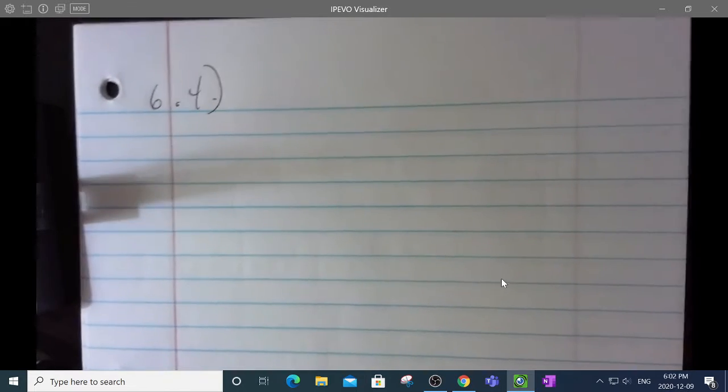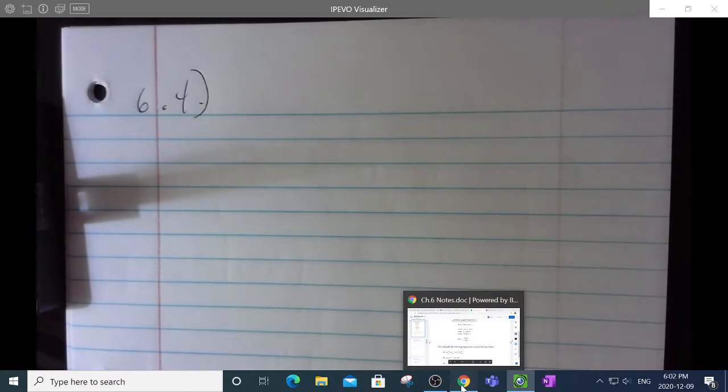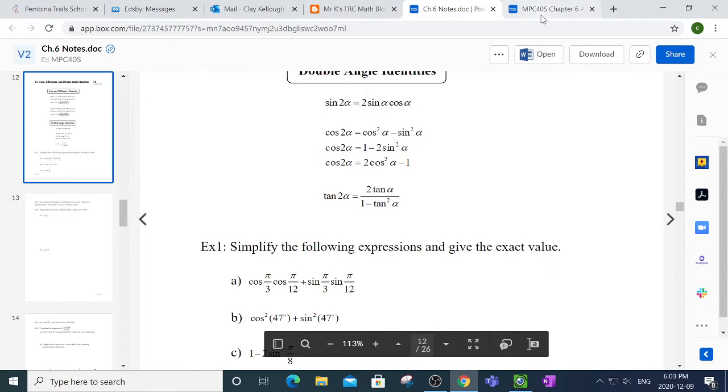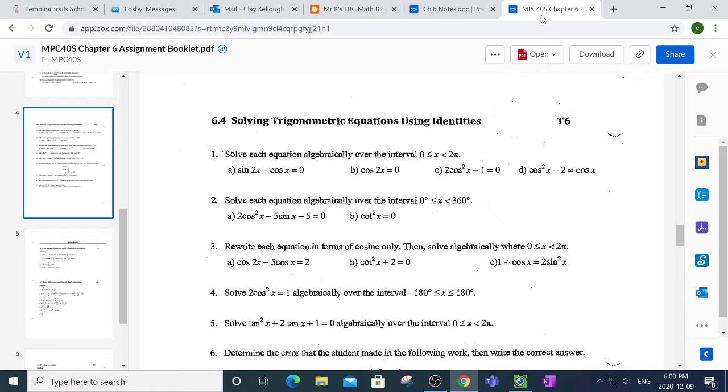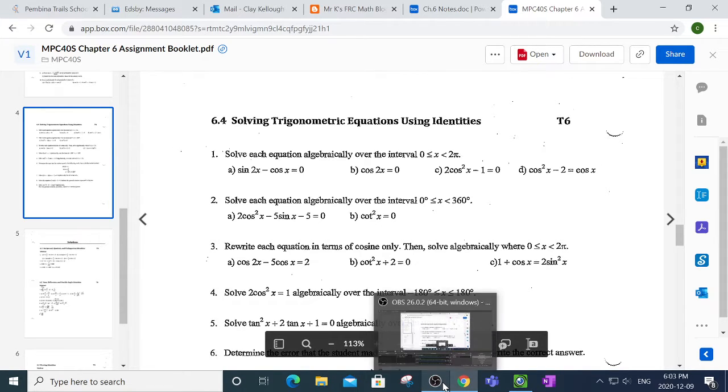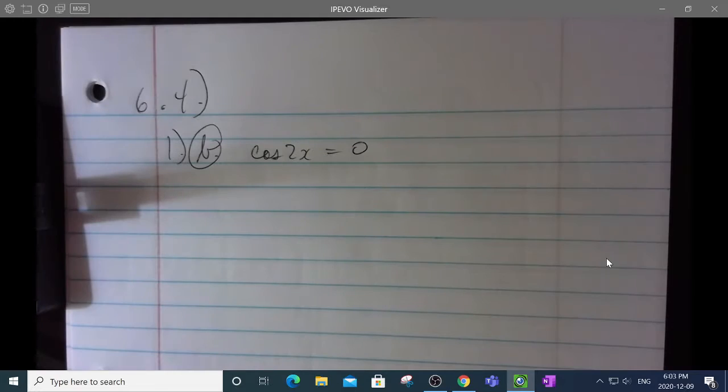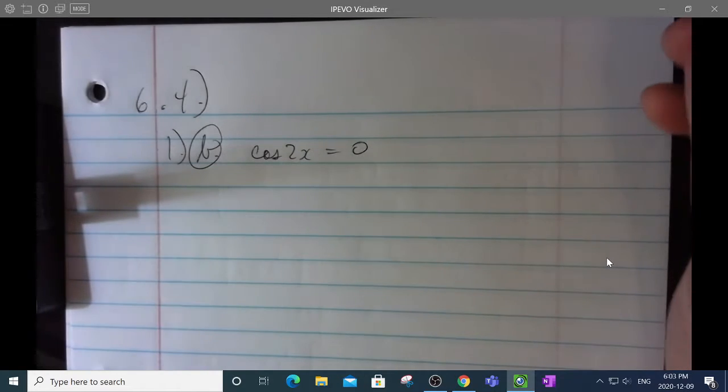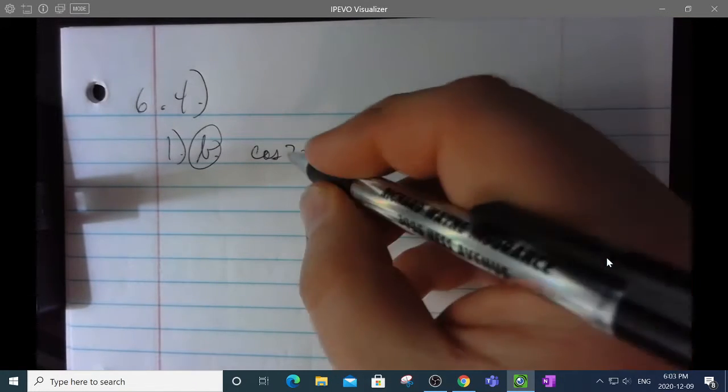Okay, so I'm going to check out a couple questions in 6.4 here. One of them, the first one, is 1b. So 1b is cos 2x equals 0. And what that means is, if cos 2x is 0, there's actually three.